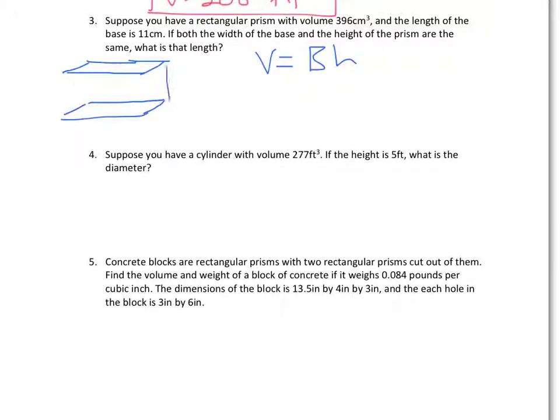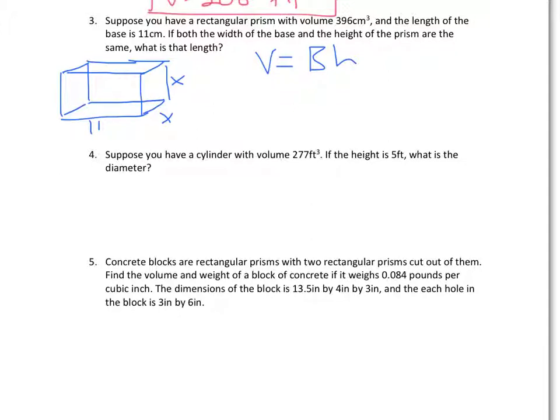Okay, this box type thing. Okay, looks like that. Now, we have the volume, the whole thing is 396. We know the length of the base is 11. Both the width of the base and the height are the same, so they're both x.